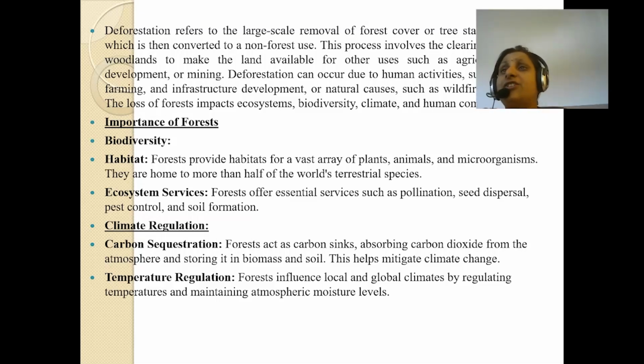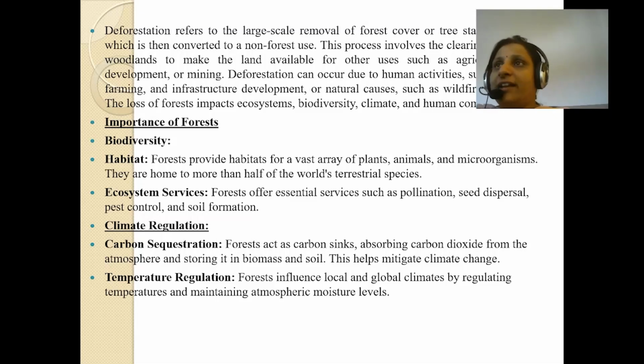Forests offer essential services such as pollination, seed dispersal, pest control, and soil formation. See what the various ecosystem services forests provide.